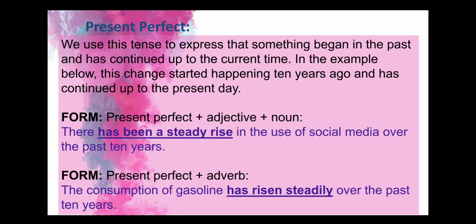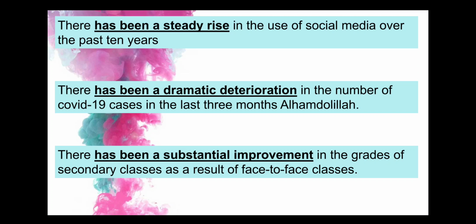Again, the same possibilities of two structures, adjective plus noun or verb plus adverb. Now let's convert these sentences to the other form. We have there has been a steady rise. So has been is the present perfect, steady is the adjective, and rise is the noun. Now we will change this to verb plus adverb structure. There has been a steady rise in the use of social media over the past 10 years. After every sentence, you can pause the video, think of your answer, and then check.